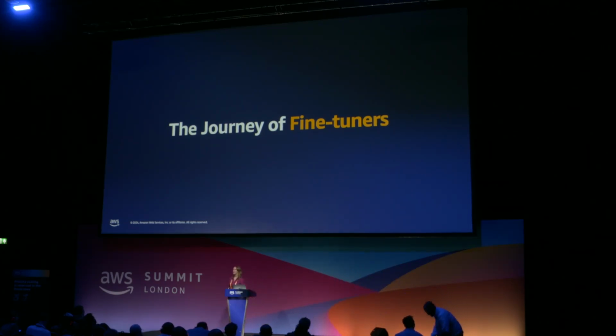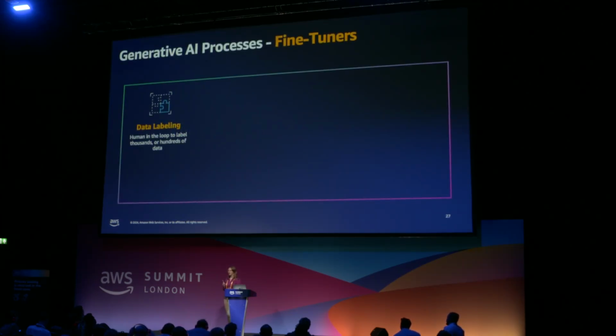Hi everyone, I'm Alexandra and I will lead you through the journey of fine-tuners. The first thing you need to consider when you want to fine-tune your models is data labeling. You might need to label hundreds or even thousands of data points to fine-tune your models. Fine-tuning is really nothing else than customizing your model for a specific domain, with a set of different techniques, which we will discuss in a little bit.